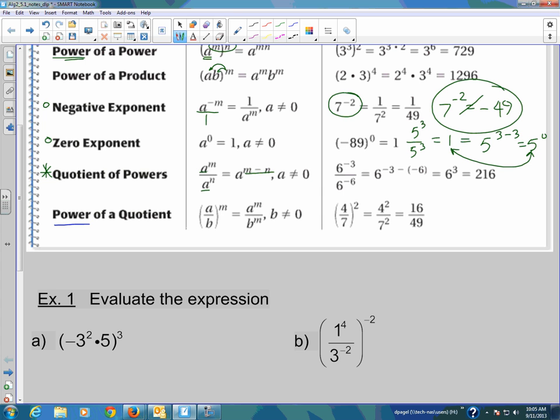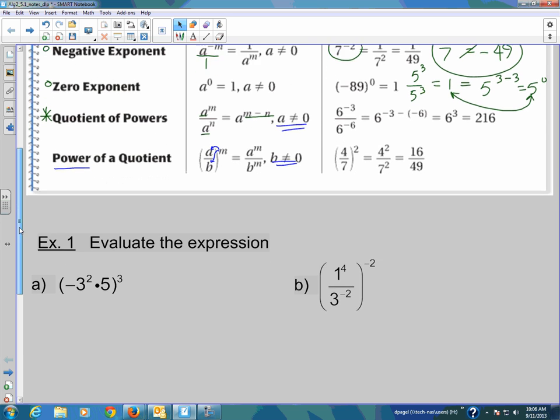Fraction raised to a common power. We distribute that power, raised to the power of m, to each of those values of that fraction: a to the m over b to the m. And just be careful with these notes here. I can't ever have a base that's a 0. Otherwise, I'd be dividing by something that's 0, it would be undefined. So those are the properties we're going to work with now.